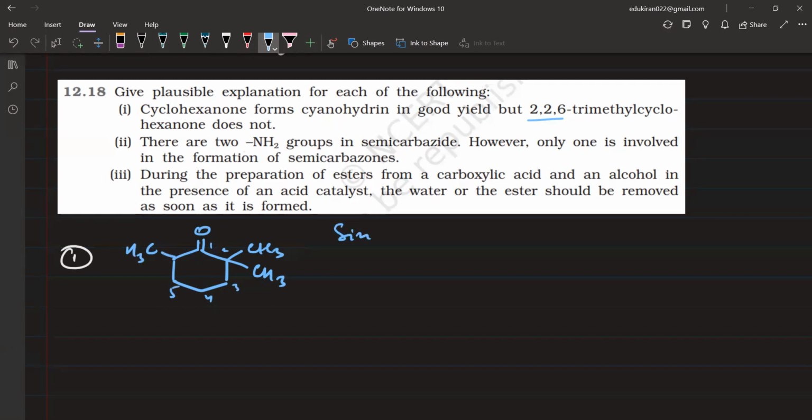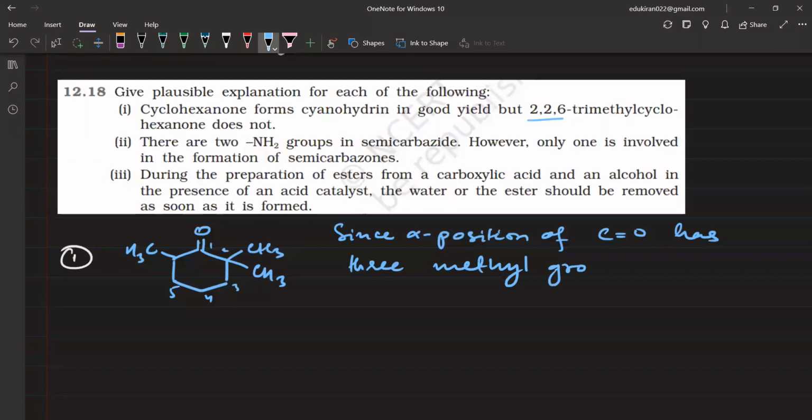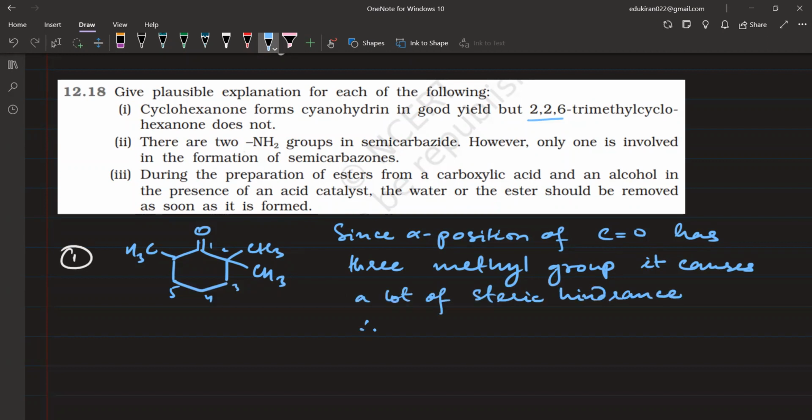So you will write, since the alpha position of the C double bond O, that is the carbonyl carbon, has 3 methyl groups, it causes a lot of steric hindrance. Therefore, the nucleophile CN negative cannot attack the carbonyl carbon. Okay, wherever there is a C double bond O, you can call it the carbonyl carbon, carbonyl group.